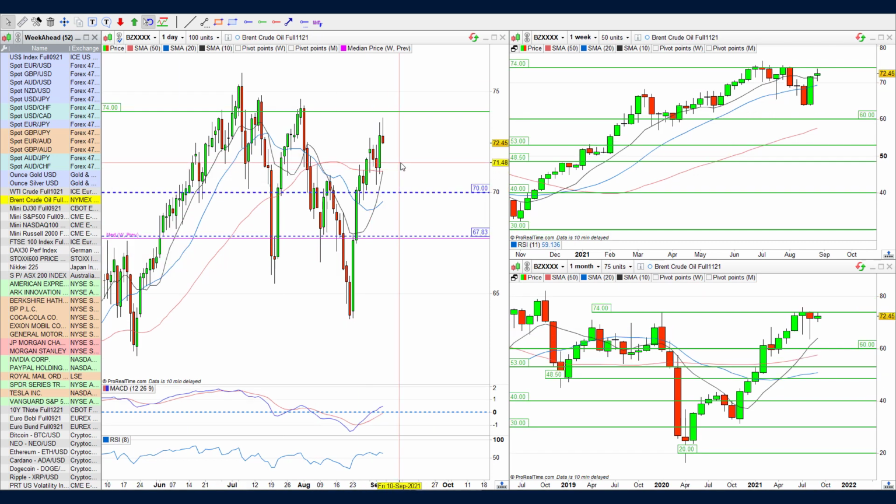Brent crude, looking at UK oil, nice uptrend on the daily here, higher lows, higher highs, starting to twitch a bit as it comes into 74.